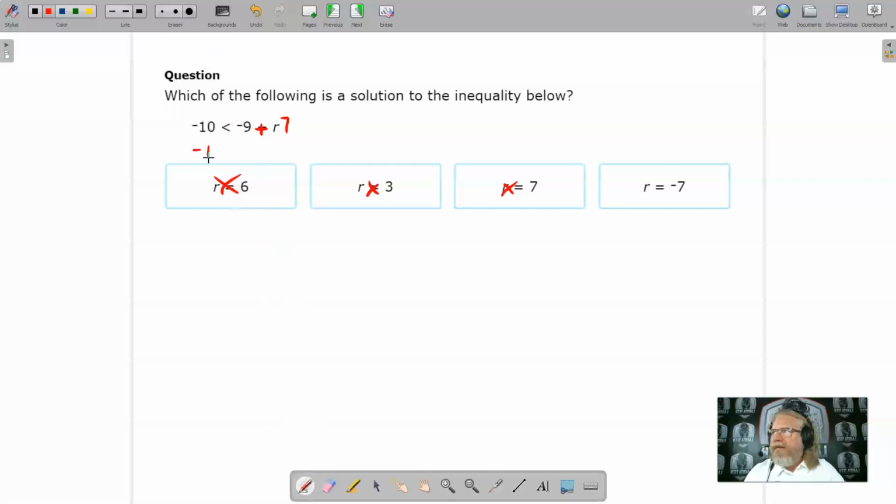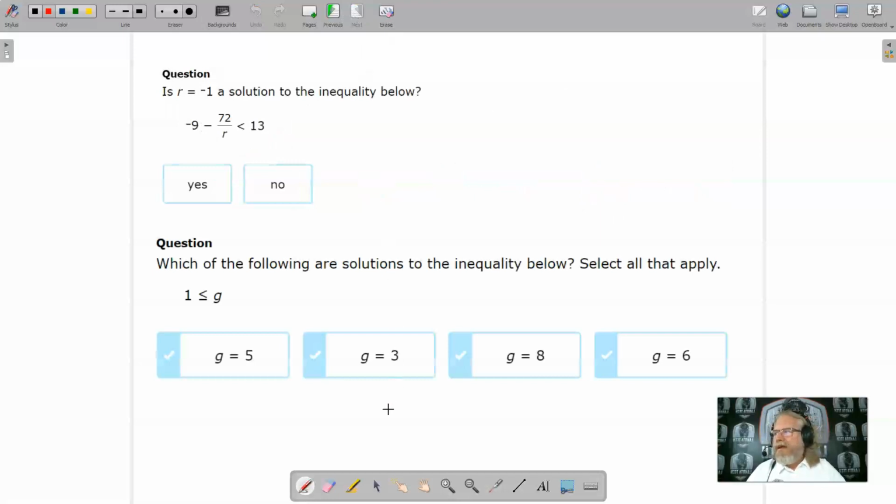And so we have negative 10 less than negative 9 plus 7 is going to be negative 2. Is negative 10 less than negative 2? Indeed it is. So if you want to go ahead and substitute it in, you could do it that way as well. So here's my final 2 questions on this one here. Is R equals negative 1 a solution to the inequality below? On this one here, we want to go ahead and substitute it in instead of solve it. Probably not as much work there.